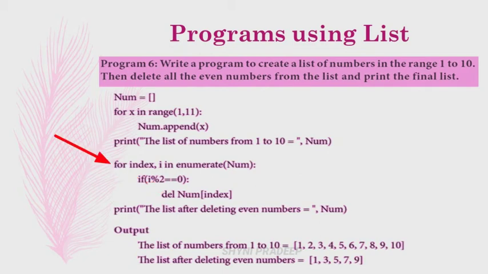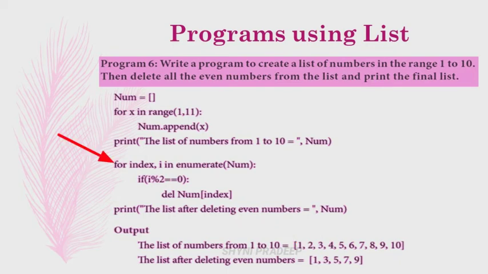Next, again go to the for loop. Take the next number, that is 2. Check the condition: 2 modulus 2 is equal to 0. When you are dividing 2 by 2, you will get 0 in the remainder. So this condition is true. You have to execute the next statement, del num[index]. So delete that number from the list. So 2 will be deleted from the list.